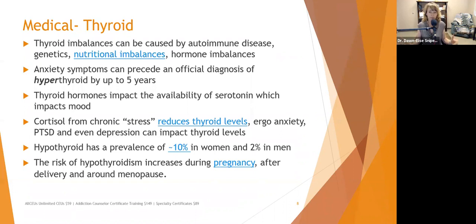What's going on? The risk of hypothyroidism increases during pregnancy, after delivery, and around menopause. And my guess would be after the cessation of breastfeeding as well, because all 4 of those times are huge hormone swings, and they found that hypothyroid may be first diagnosed in women during those periods of time.